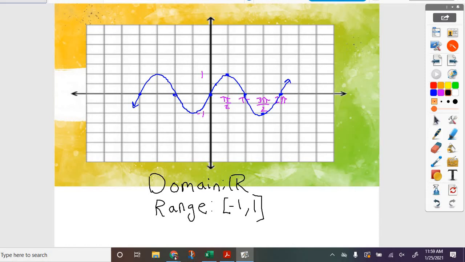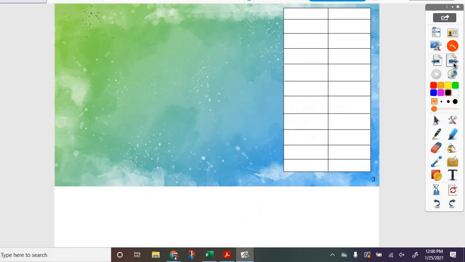And like you said, because it's a periodic graph, even though I don't have the rest of the graph filled in, I know that it's going to continue in that same pattern. So I know that anywhere on my graph, my outputs or my y values have to be between negative 1 and 1. Questions on that? Yes, no, maybe? No. Alright, let's go ahead and look at our cosine graph next.